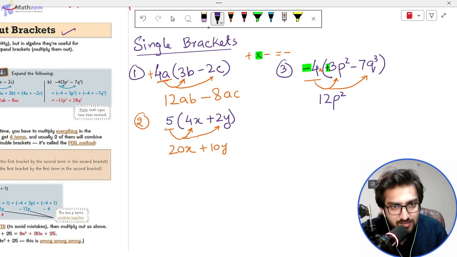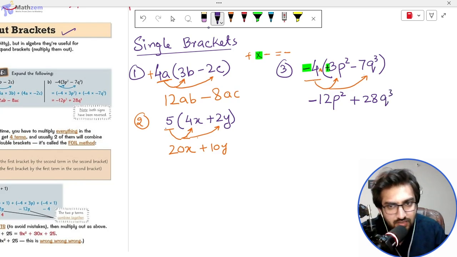Now let's decide about the sign. What will come here, positive or negative? So plus times minus, minus times plus is minus. Both are different, so it will be minus. So minus 12p square. Then minus times minus, both are same, so plus, write plus there. 4 times 7, 28, and q cube. This is the answer. You can check it here. Compare with that. Minus 12p square plus 28q cube. So this is how you multiply single brackets.